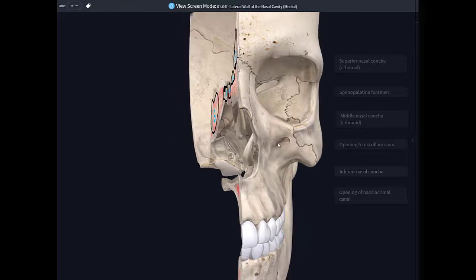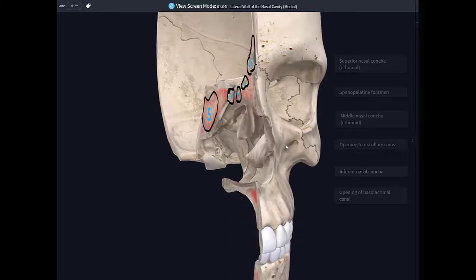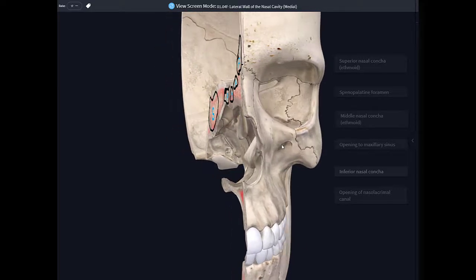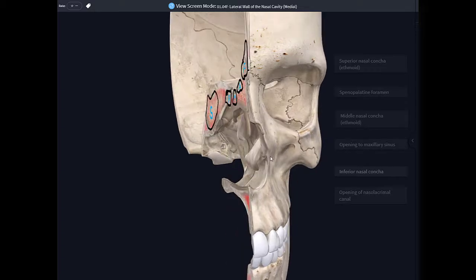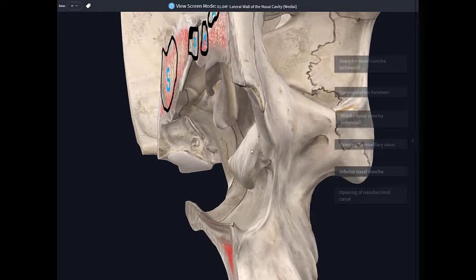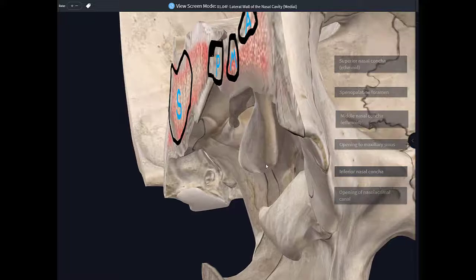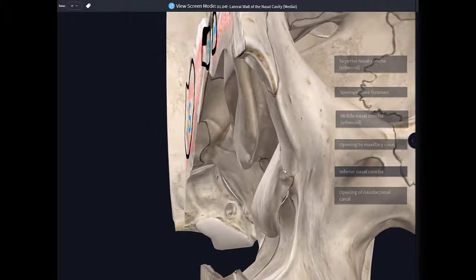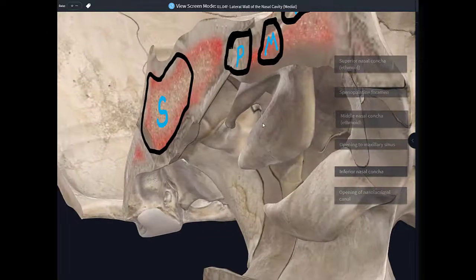And so as the conchae curve inferomedially, each of these will kind of form a roof. See, if I zoom in a little bit, you can see that they form a roof-like structure. And so the region that is below that roof can be called a meatus. And so we have a superior, a middle, and an inferior meatus.